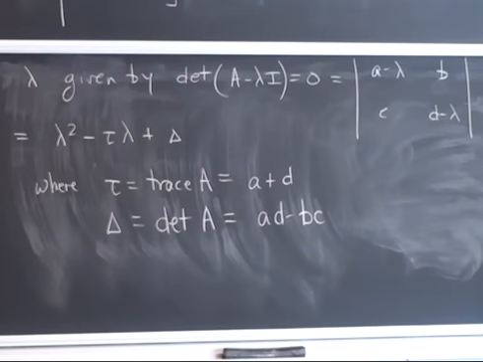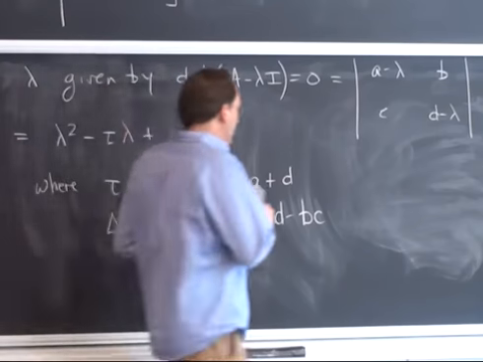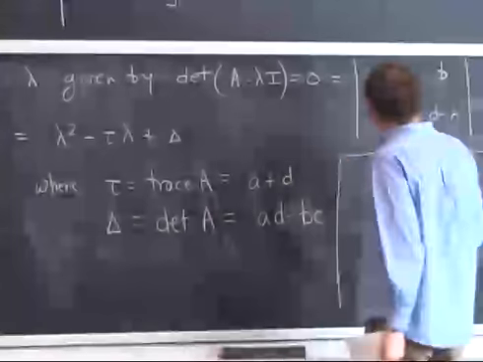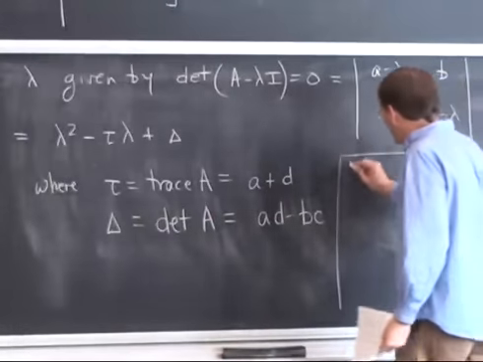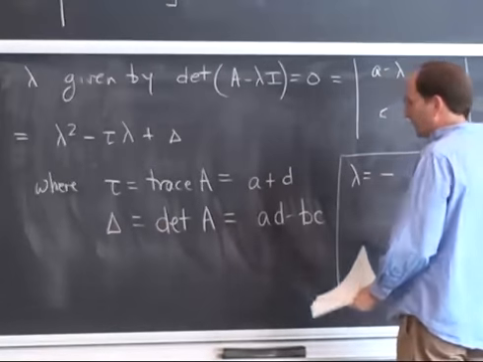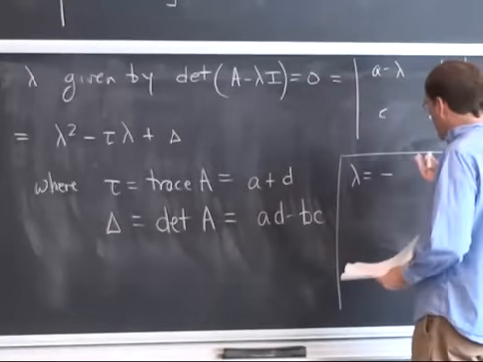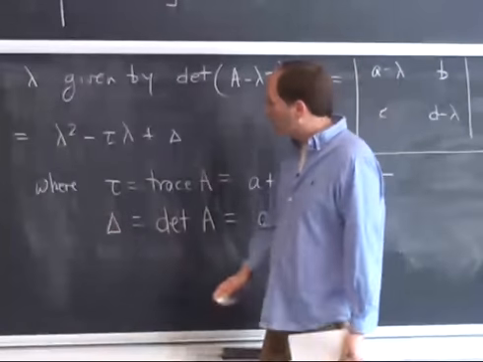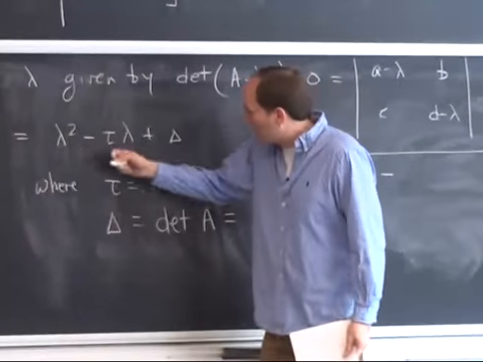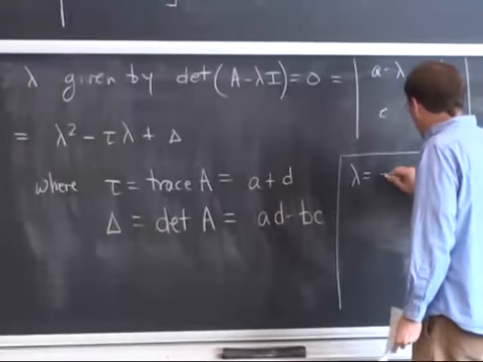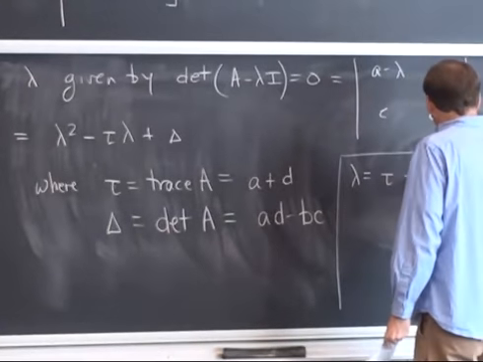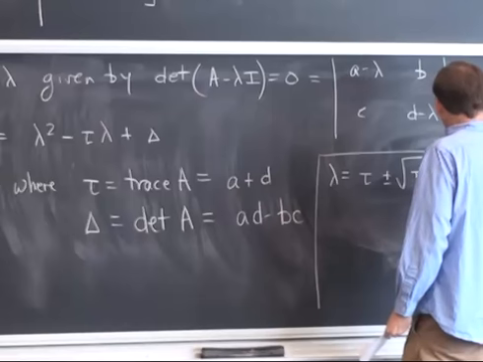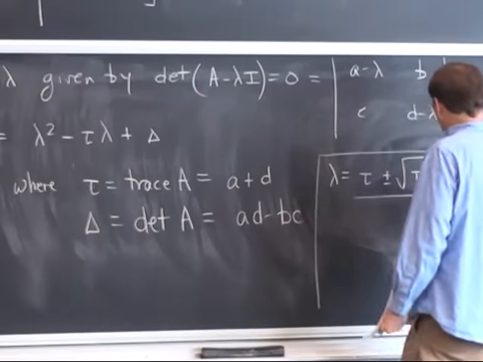And so now we can calculate the lambdas implied by this. It's a quadratic equation that we're trying to solve. So lambda is negative b, I'm doing the quadratic formula from memory. B is negative tau here. So this would be tau plus or minus the square root of tau squared minus 4 delta, all over 2.